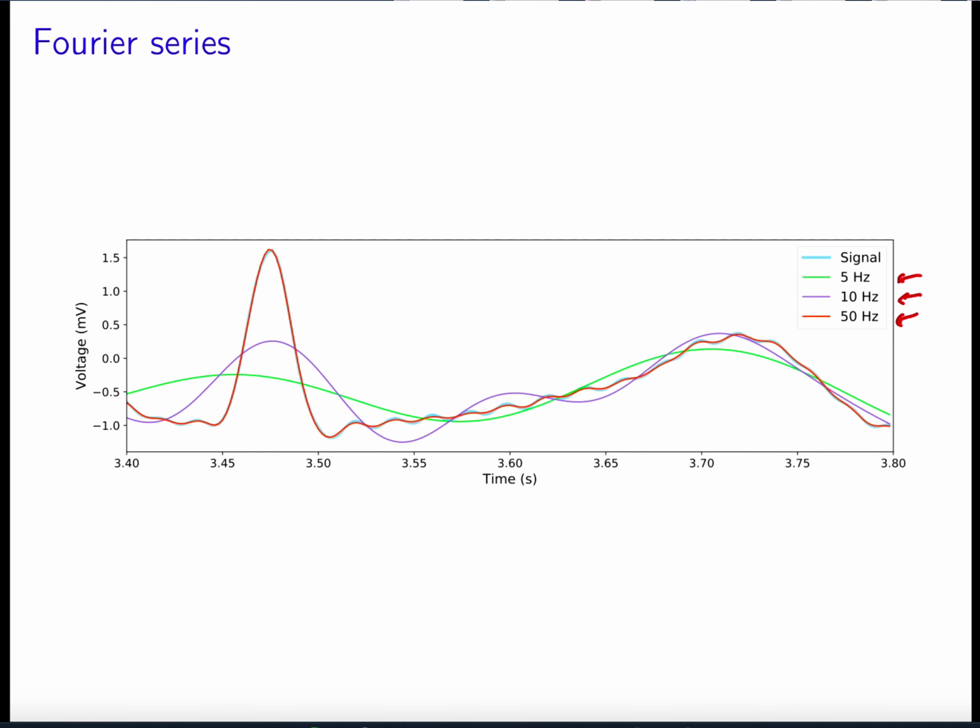Something interesting to note is that, look at the approximation up to 10 Hertz. It clearly misses some parts. When you reach 50 Hertz, the approximation is almost perfect. So this is just to show you how the Fourier series slowly starts approximating the function really, really well.